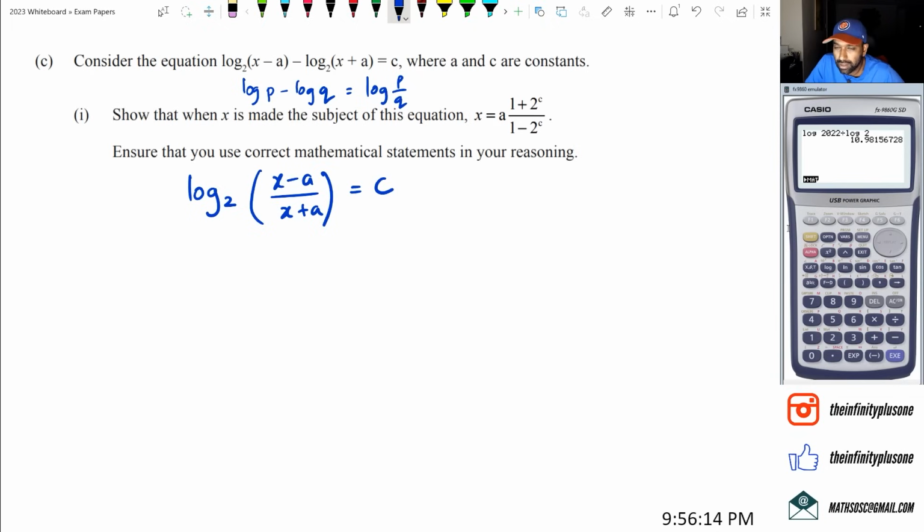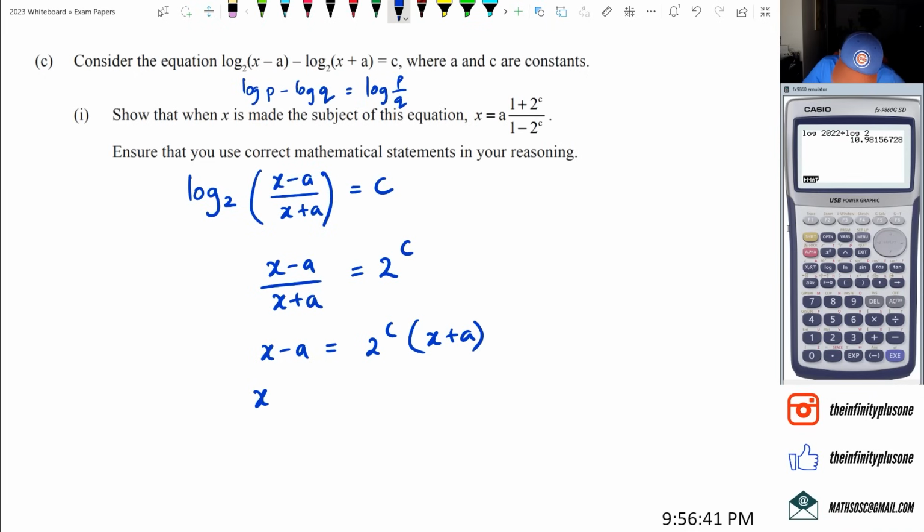Now the next step is that because it's base 2, I can get rid of the log by rewriting this as x minus a over x plus a equals 2 to the power of c. All right, once that's done, now it's just a matter of cross multiplying and rearranging. So I've got x minus a equals 2 to the power of c multiplied by x plus a. So I'm going to get x minus a equals 2 to the power of c times x plus a times 2 to the power of c. Should really put this x in front because it feels weird with the x after the c.